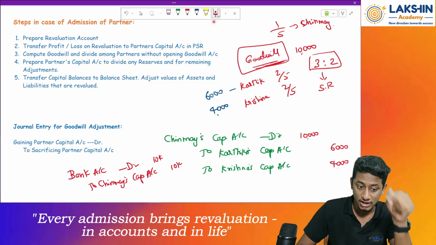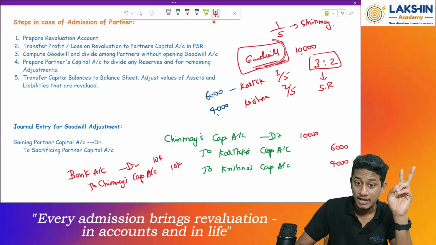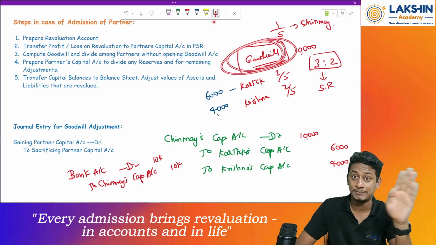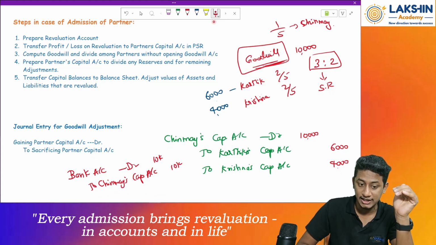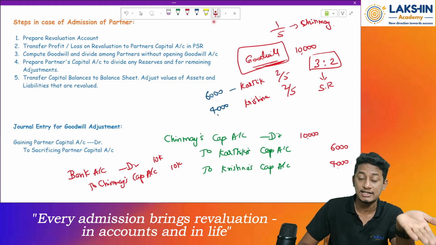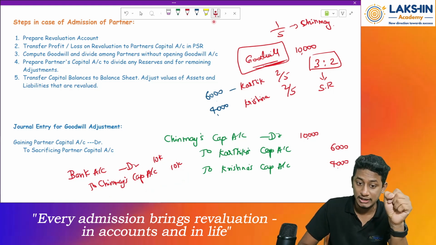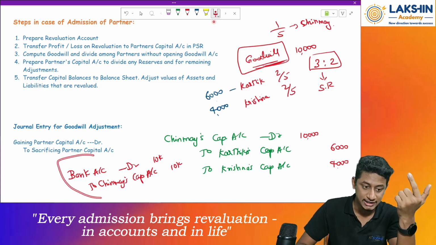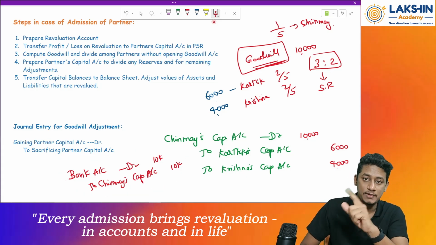So now we know that Chinmay has brought in some money as goodwill. Except capital, he has brought in some goodwill over here. So I pass this entry now, where I am crediting Chinmay's account because his capital balance in my books is increasing. Yes. Now, whenever he is transferring this particular amount to Karthik and Krishna, see, this entry is for bringing in the goodwill.